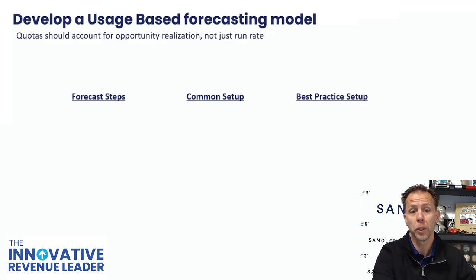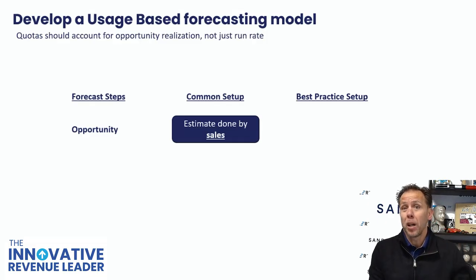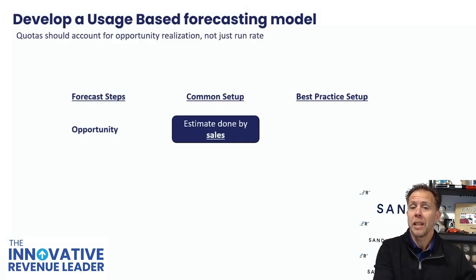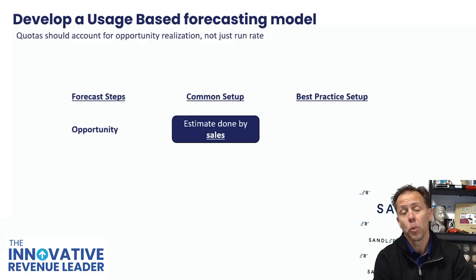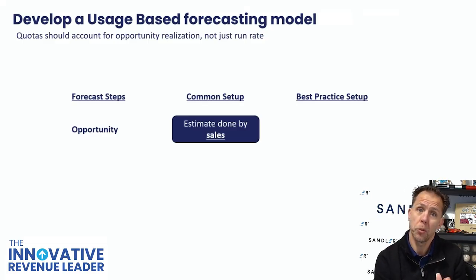So typically what you would see is you've got the opportunity, and that estimate in a common setup is done by sales. That is really not a good idea because there's lots of reasons why sales would and would not understand what's going on in the usage base. Ideally, you would analyze the data that you have, because the good part about usage base is you get a lot of information with run rate sales where you can look at customers and understand what typically happens.